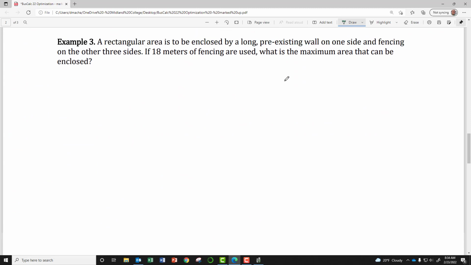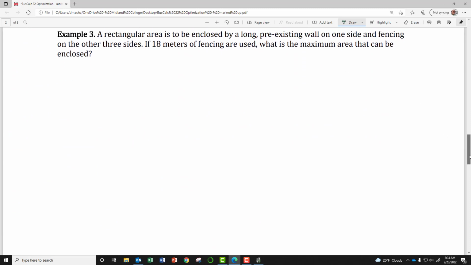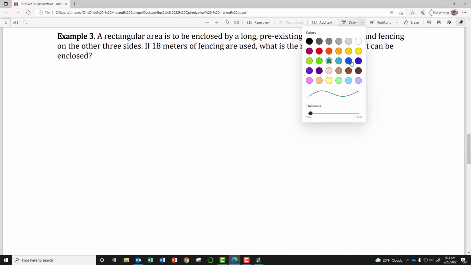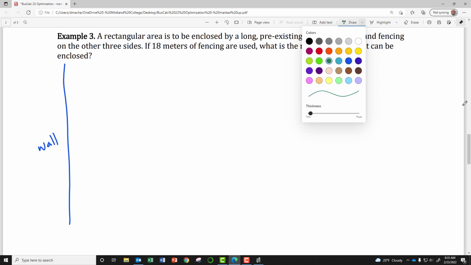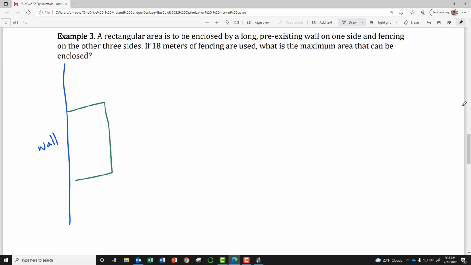Let's see if we can do one more. And I think this is going to be the fastest one of all so far. But this problem says a rectangular area is to be enclosed by a long pre-existing wall on one side. So let's make this the wall, and fencing on the other 3 sides. So we have some kind of fencing here. If 18 meters of fencing is used, what is the maximum area that can be enclosed?